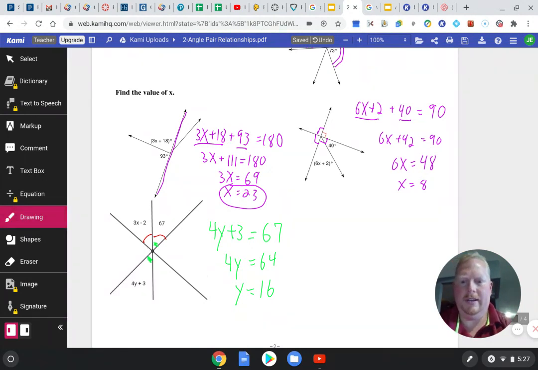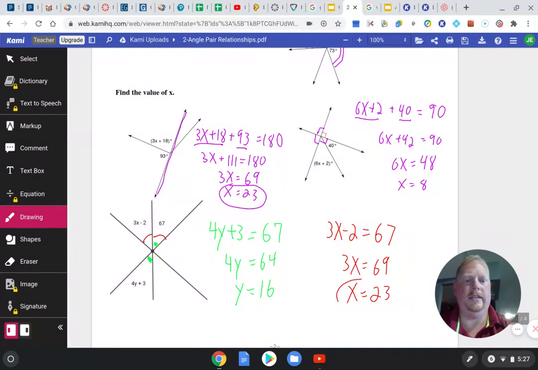For x, the only clue I have is this red arc right here, which you should know means it's going to be congruent with another angle with the same red arc. So I know that 3x minus 2 is congruent to 67. Add the 2, divide by 3, and I get x equals 23.